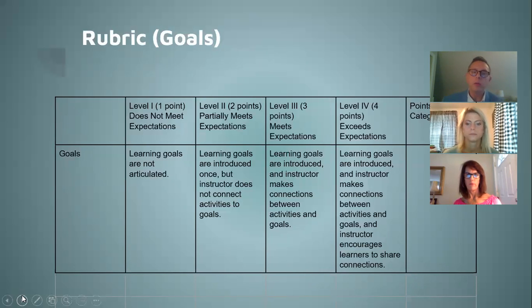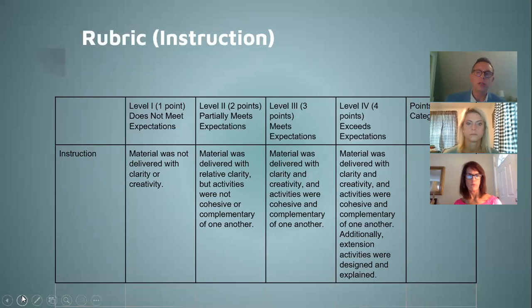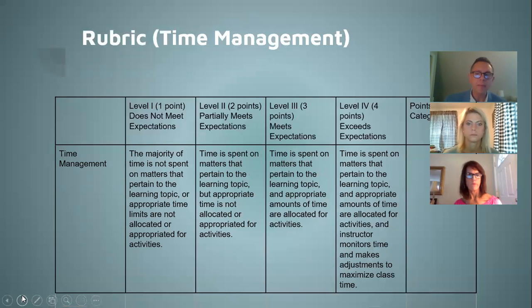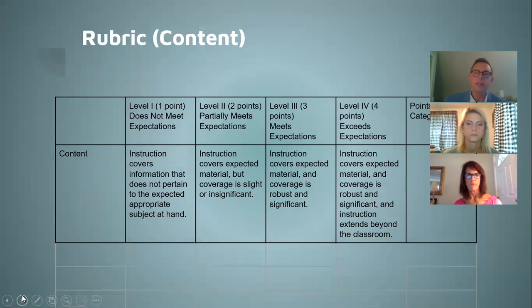The first category would have been goals, and there are 4 levels, up to 4 points. If something earns 1 point, that means that essentially the goals were not articulated at all, and then it travels up from there the way a rubric would do. The hope is that this PD would garner lots of points, not small amounts of points. So I'll walk you through the other categories as well. There are 4 categories in this rubric. Goals is the first category, instruction is the second, time management is the third, and content is the fourth.